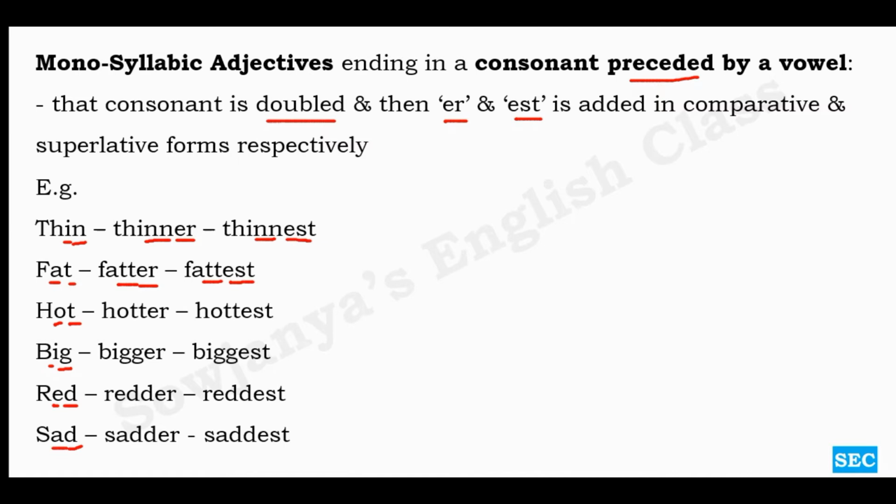Observe all the words. Hotter, double T E R. Hottest, double T E S T. Bigger, double G E R. Biggest, double G E S T. Redder, double D then E R. Reddest, double D then E S T. Sadder, double D and then E R. Saddest, double D and E S T. So this is about monosyllabic adjectives ending in a consonant which is preceded by a vowel.